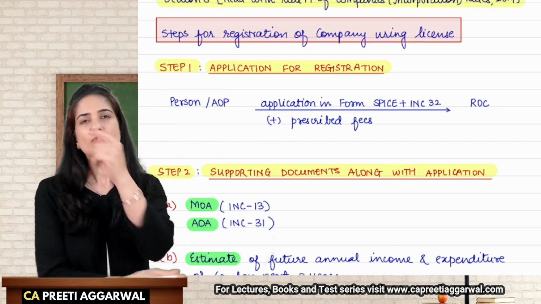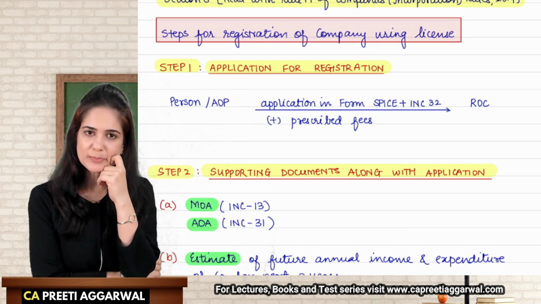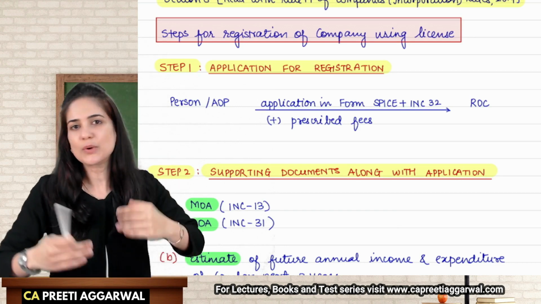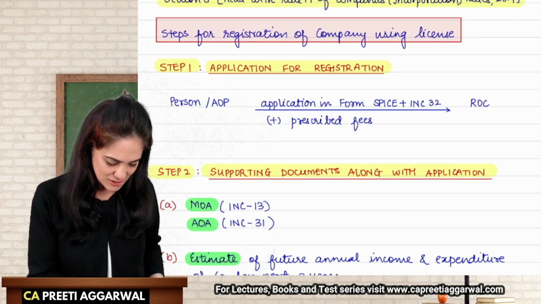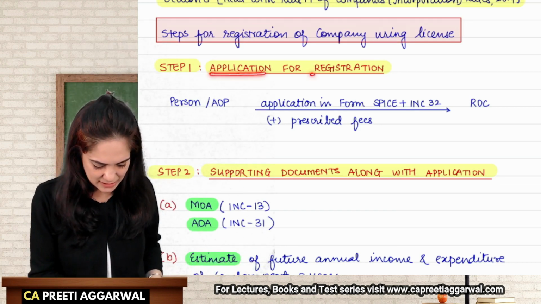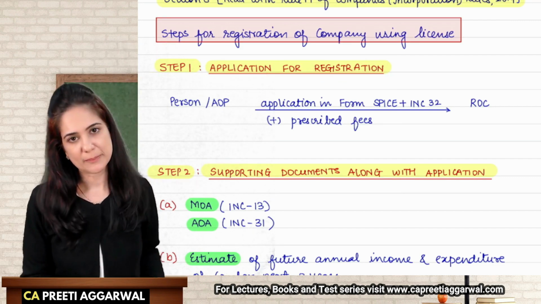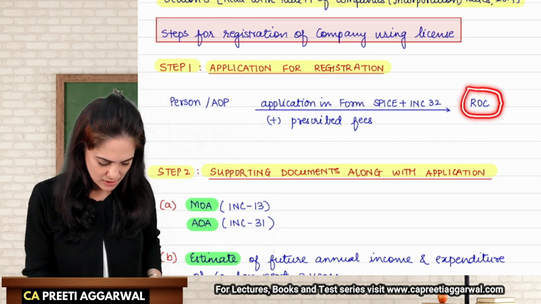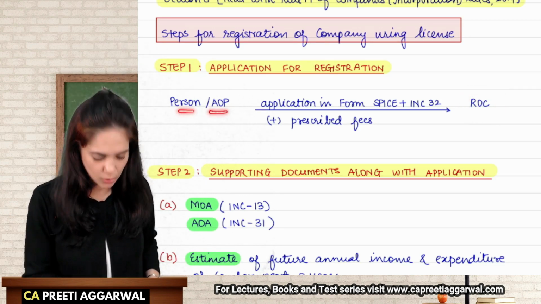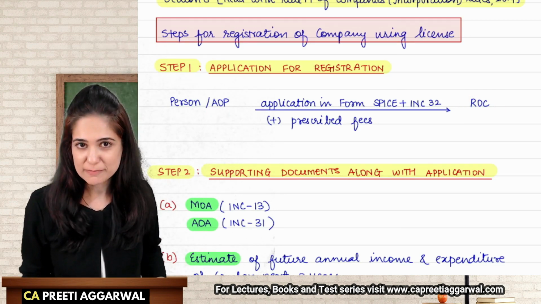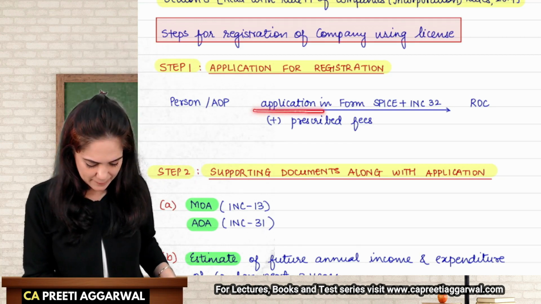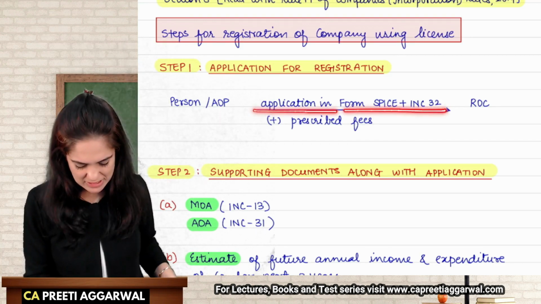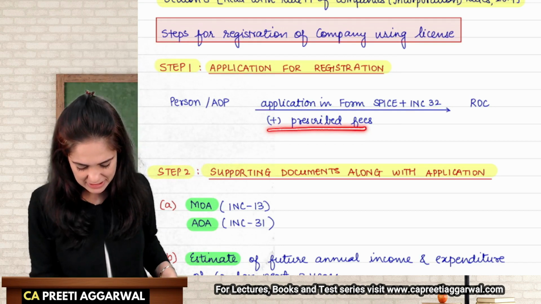If I want to incorporate a Section 8 company, the first step that is required is to apply for registration. I need to make an application for registration of the company. To whom will I apply? I will apply to the ROC. So a person or an association of persons will make an application in form SPICe+ INC-32 along with the prescribed fees to the ROC.